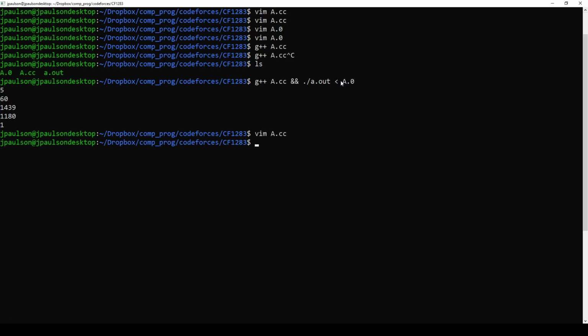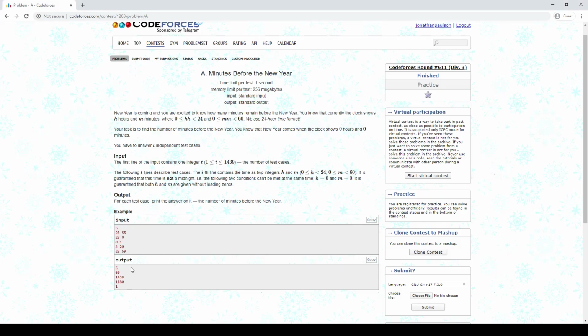So, I could also run it interactively, right? This just tells it to, instead of taking input interactively, take it from this file. Anyway, I got the outputs 5, 60, 1439, 1180, and 1, and 5, 60, 1439, 1180, and 1. 1439 seems to be a significant number, not quite sure why.